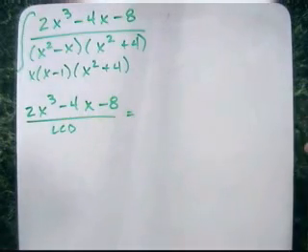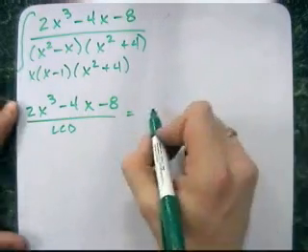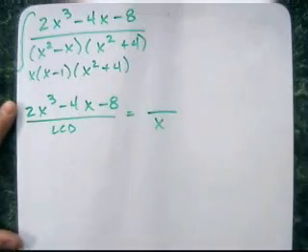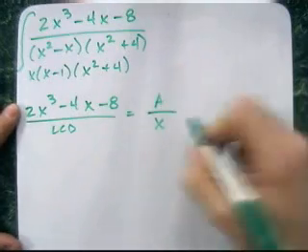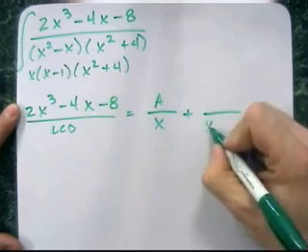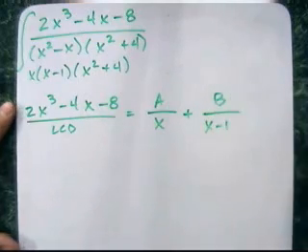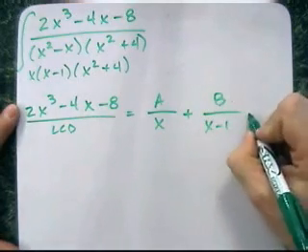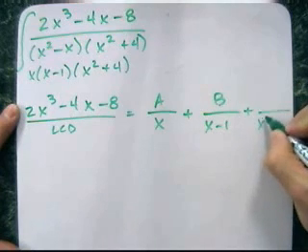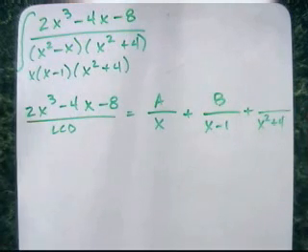Equals. And then we're going to split this up into my fractions. So my first fraction denominator is x, so I'll have an a over that. Plus, second one, I'll have an x minus 1, and I'll have a b over that. And the last one's x squared plus 4.